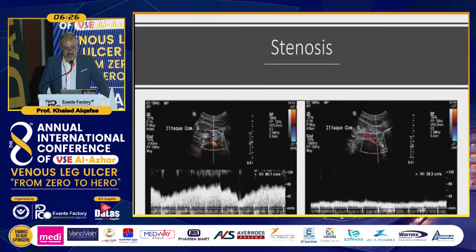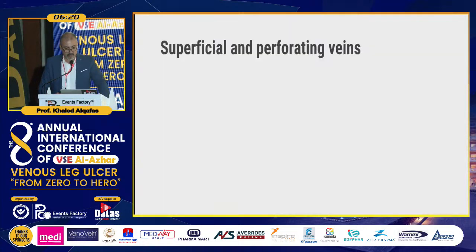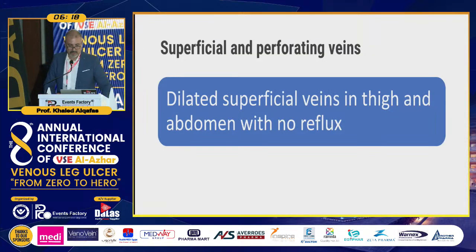Also, we can detect stenosis. As you can see on the left side of the screen, there is marked increase in the velocity inside the vein. Also, we examine the superficial and perforating vein. The most common finding in patients with deep venous disease is dilated superficial veins in the thigh and the abdomen, but with no reflux.